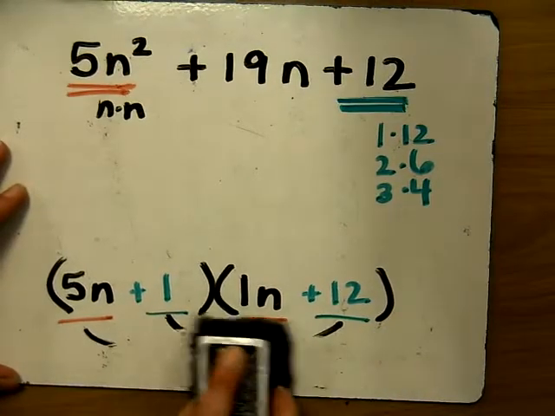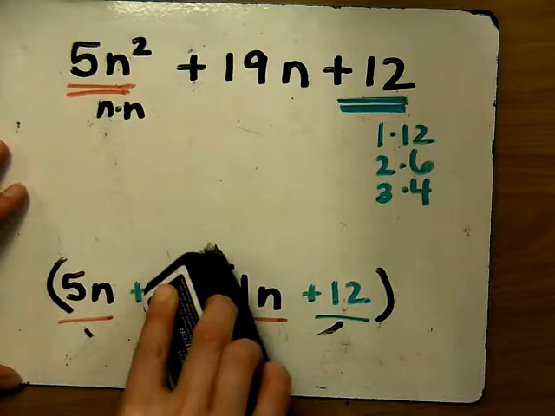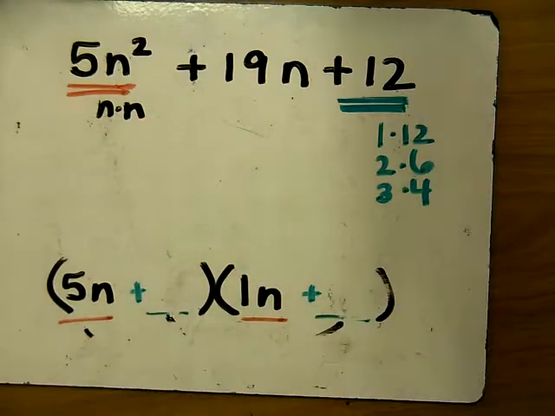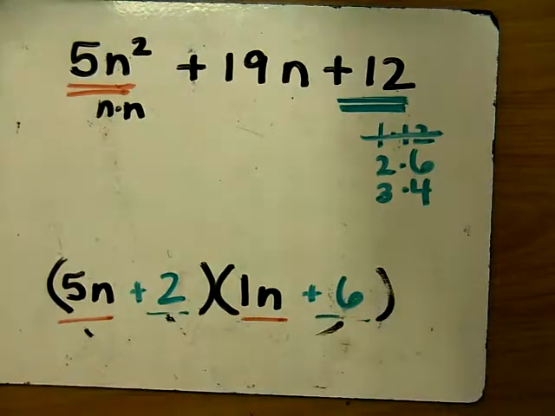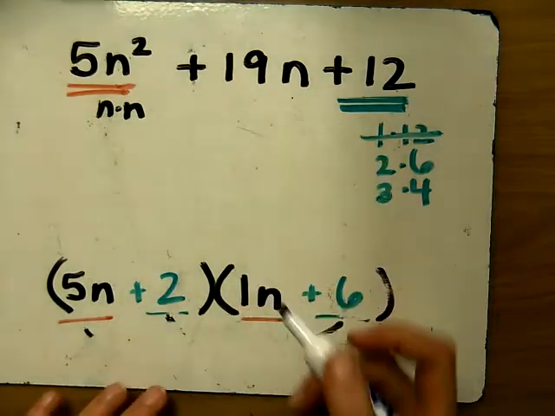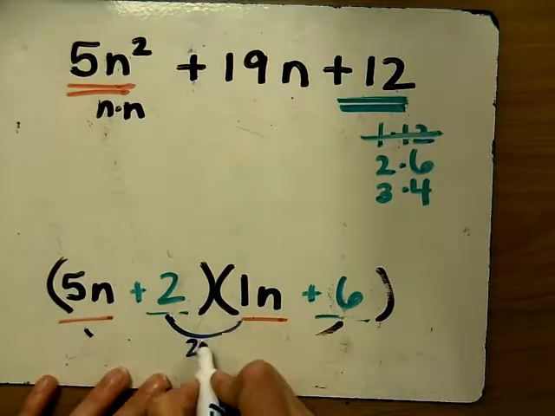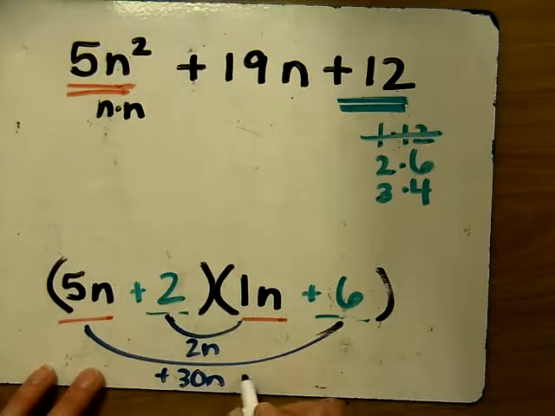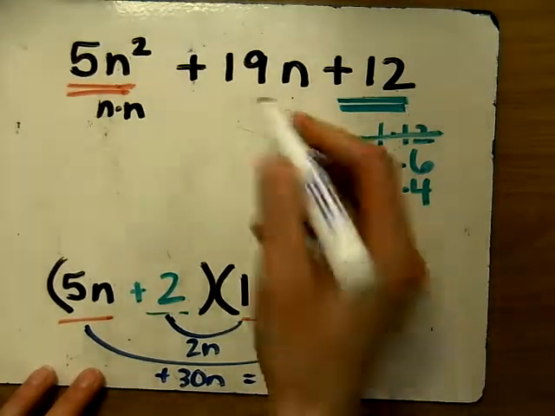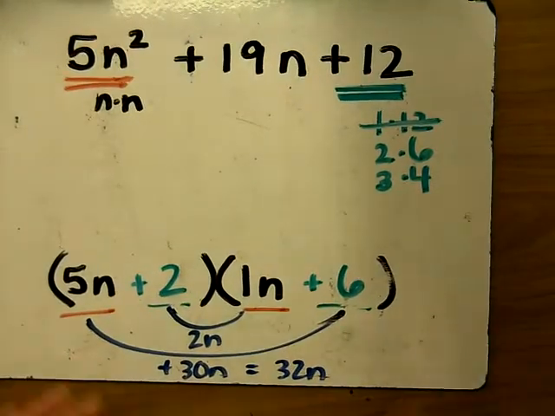So I can erase that. That's not going to work. We don't want the plus 1 and plus 12. Okay. So that guy, not working. Let's try the 2 and the 6. Okay? So now when I check my inners and my outers to see if they add up to be 19, these two multiply to be 2n. These two multiply to be 30n, which they add to be 32n. But that's not what I wanted. I wanted 19n. So 2 and 6 isn't going to work.